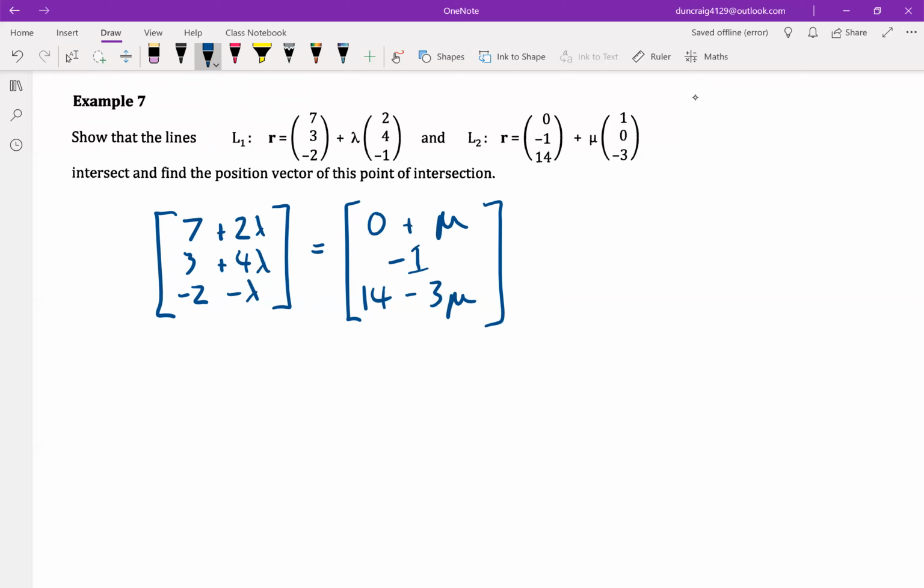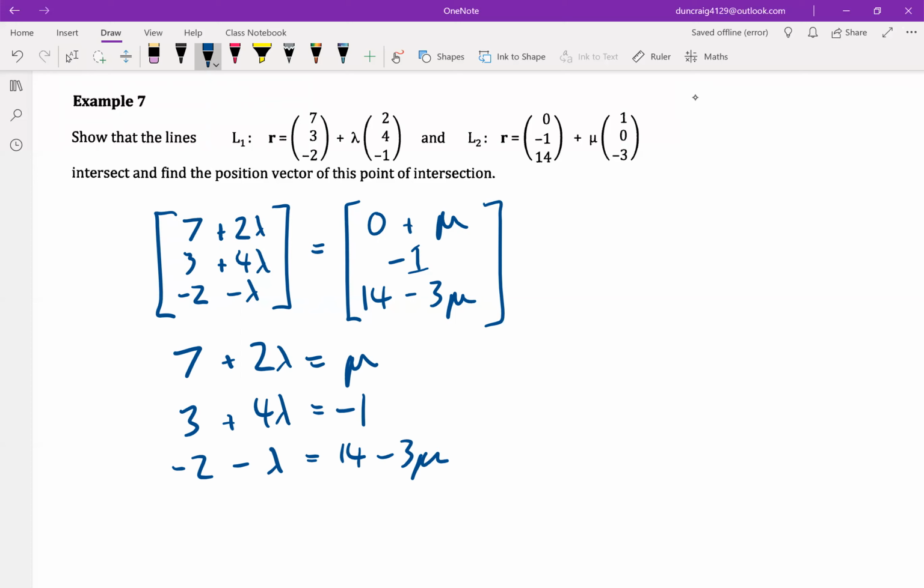I'll just write out three equations from that. So 7 plus 2 lambda is equal to mu. 3 plus 4 lambda is equal to -1, and minus 2 take lambda is equal to 14 take 3 mu. So I'm just going to write these here. These are our three equations.